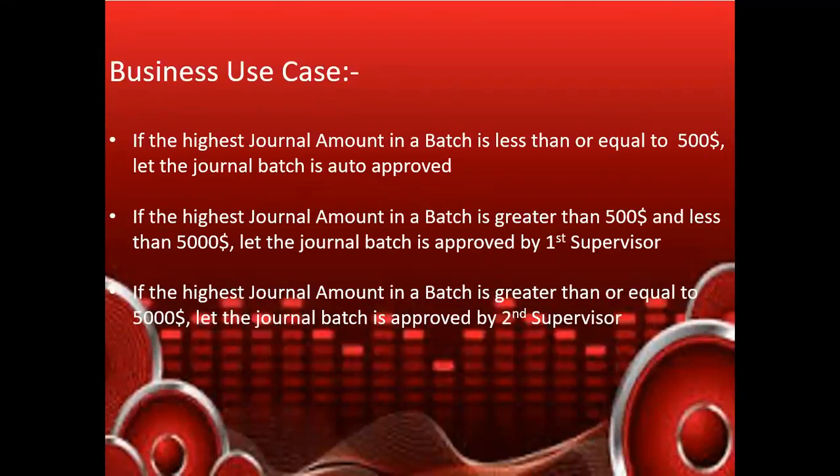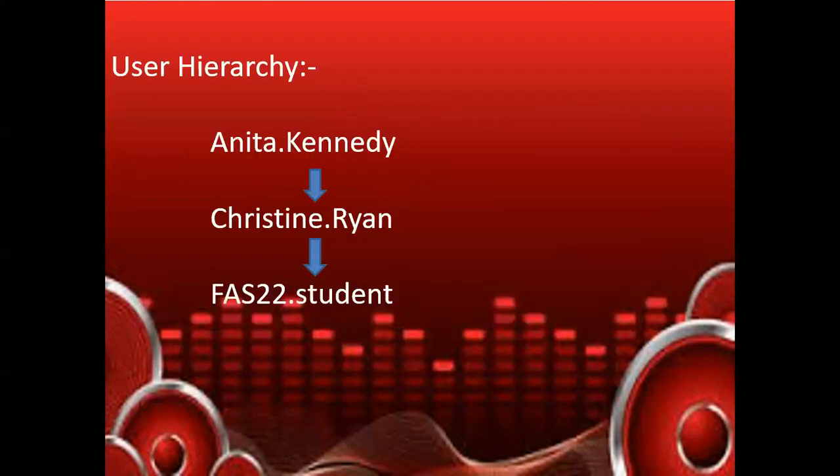So in my business use case, if the journal amount in a batch is less than or equal to $500, then it needs to be auto approved. And if it is between $500 and $5,000, it needs to be approved by the first supervisor. And if it is greater than or equal to $5,000, then the journal needs to be approved by the second supervisor. So when I say second supervisor, it needs to be approved by the first as well as the second. So this is my business use case. Now let us get into the details.